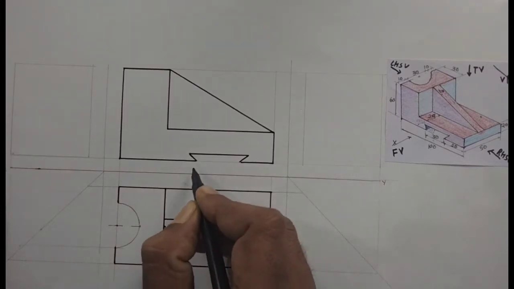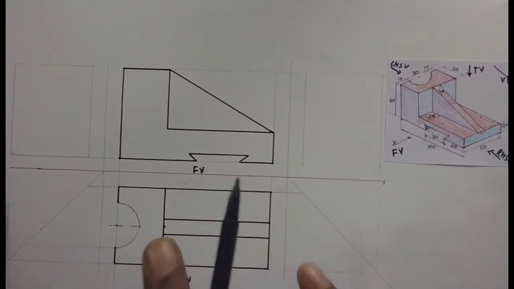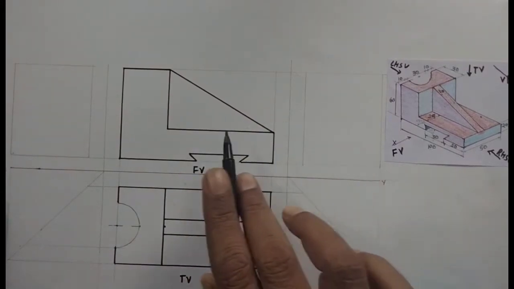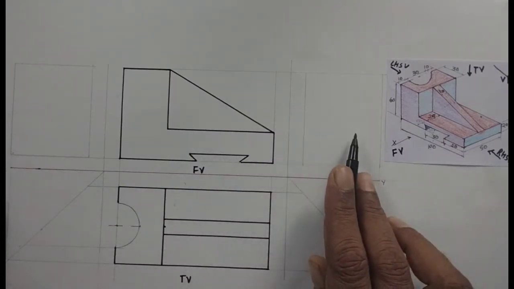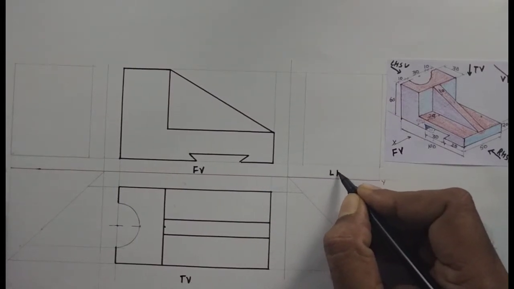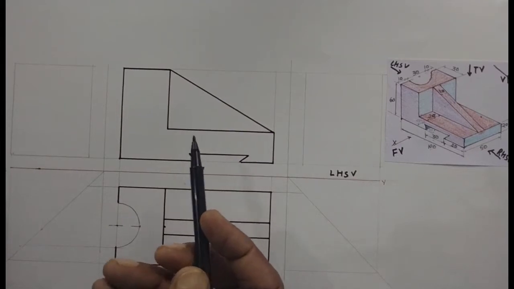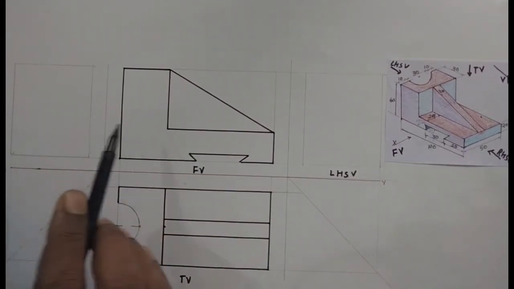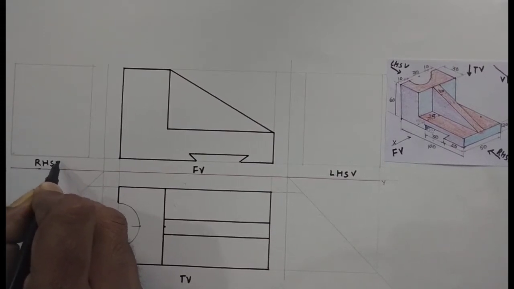Now I am drawing my side view. This is our top view, and this is the right side of the elevation. So on the right side of the elevation there is a left hand side view, LHSV. And in drawing, this is the left side of the elevation. In first angle, there is always the right hand side view.